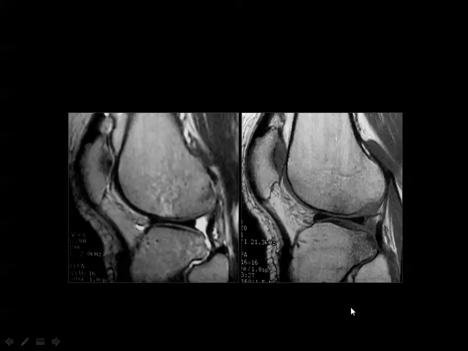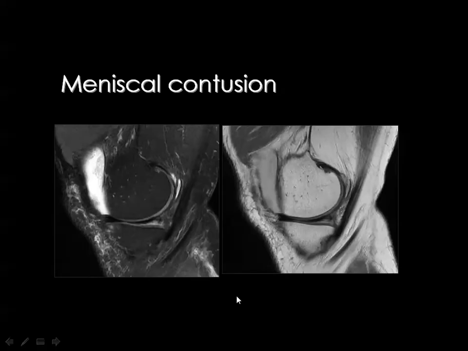And this is a case of trauma. You can see the bone marrow contusion and the edema, which is black in the T1 and bright in the T2. But this is not a meniscocapsular separation.